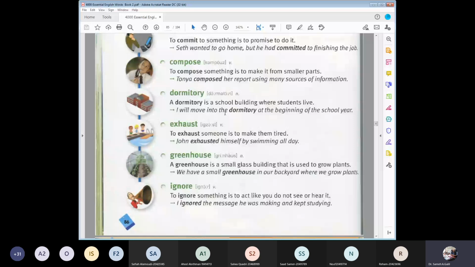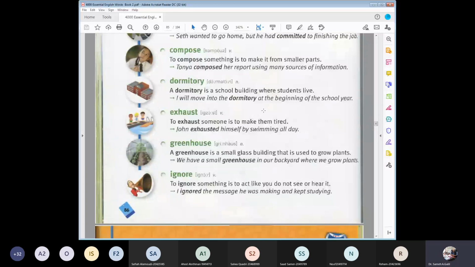And then you have the word dormitory, or dormitory, like the Americans pronounce it. Dormitory is a school building where students live. This, of course, does not apply to us because we all live with our families, but sometimes you go and live in another country, perhaps to study, and you live in the university premises, and those premises or places are called dormitories. So I will move into the dormitory at the beginning of the school year.